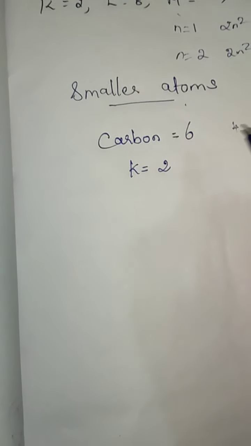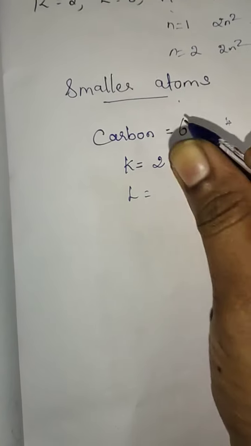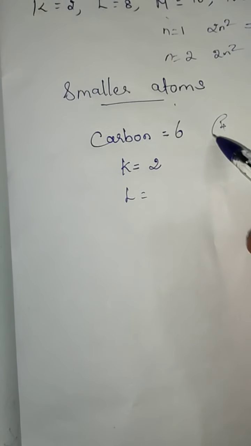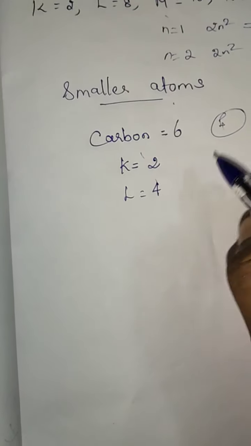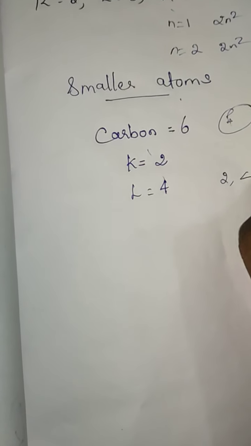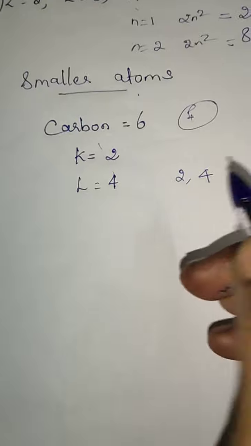Remaining how much is there? 4. L shell. L shell can hold how many electrons? 8. But only how many are available? 4. So the electronic configuration is 2, 4.